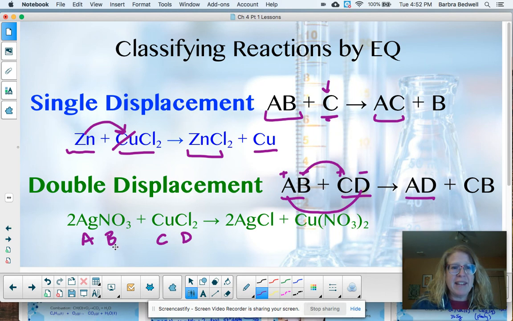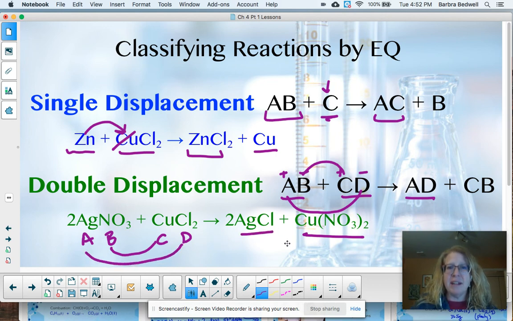And so what we get as our two new products is copper and nitrate together. Here it is. And silver and chloride together. And here it is. Again, still just swapping partners, but double displacement reactions can look a lot more complicated. We're talking about these plenty over the next couple of videos.